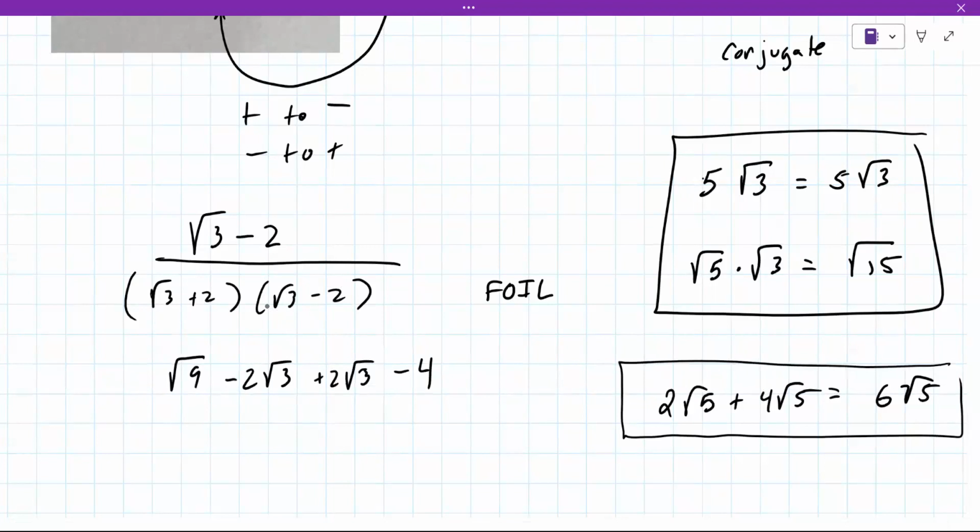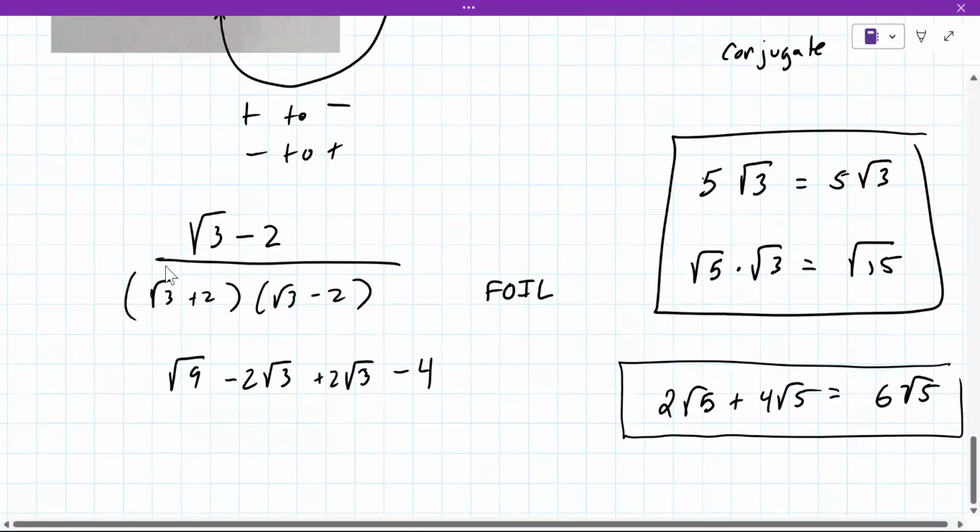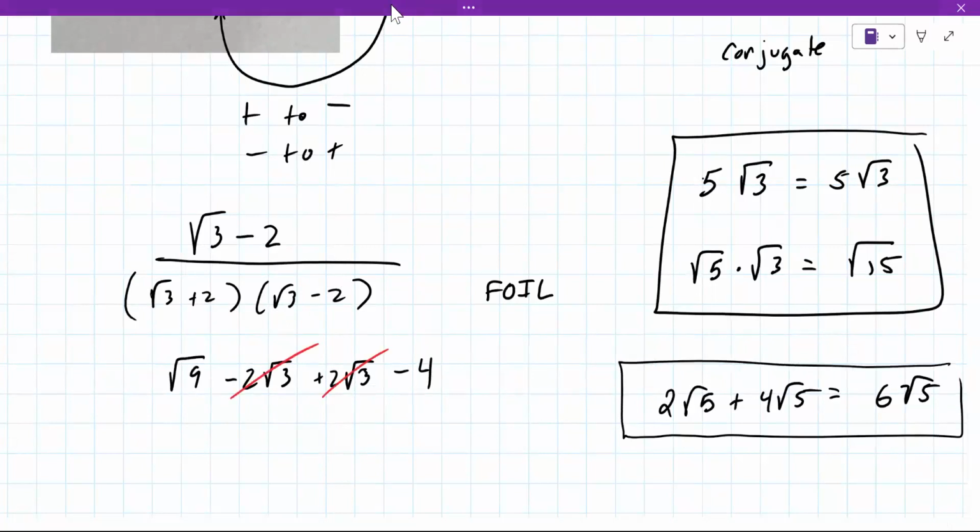All right, so there it is. Do those two cancel out between the middle? Yes, exactly. All right, I'm going to write that down as well.